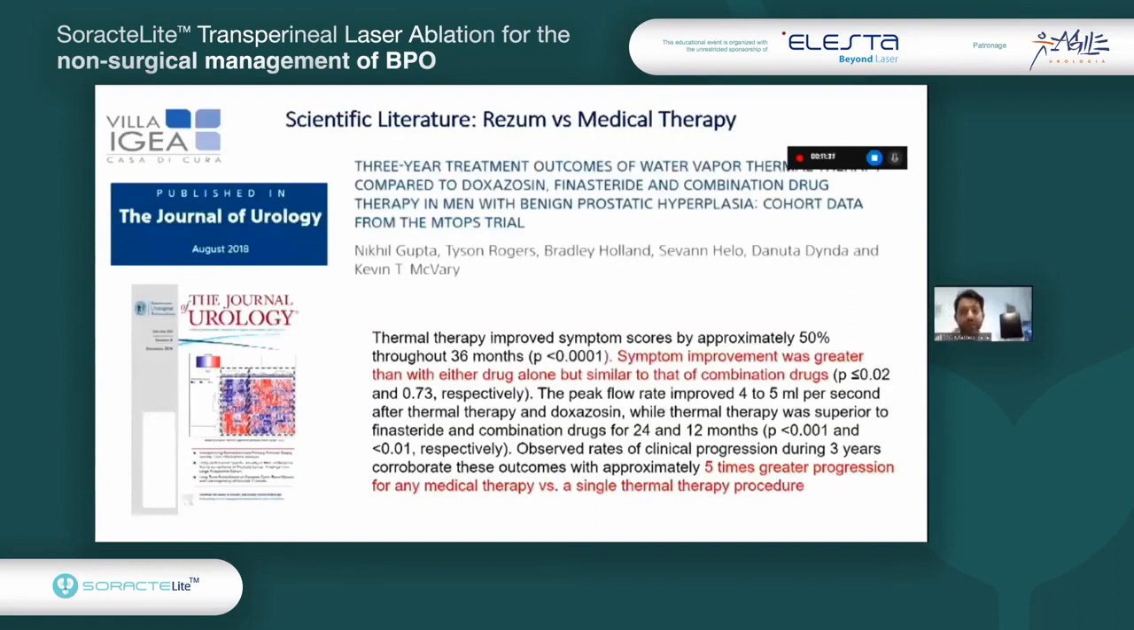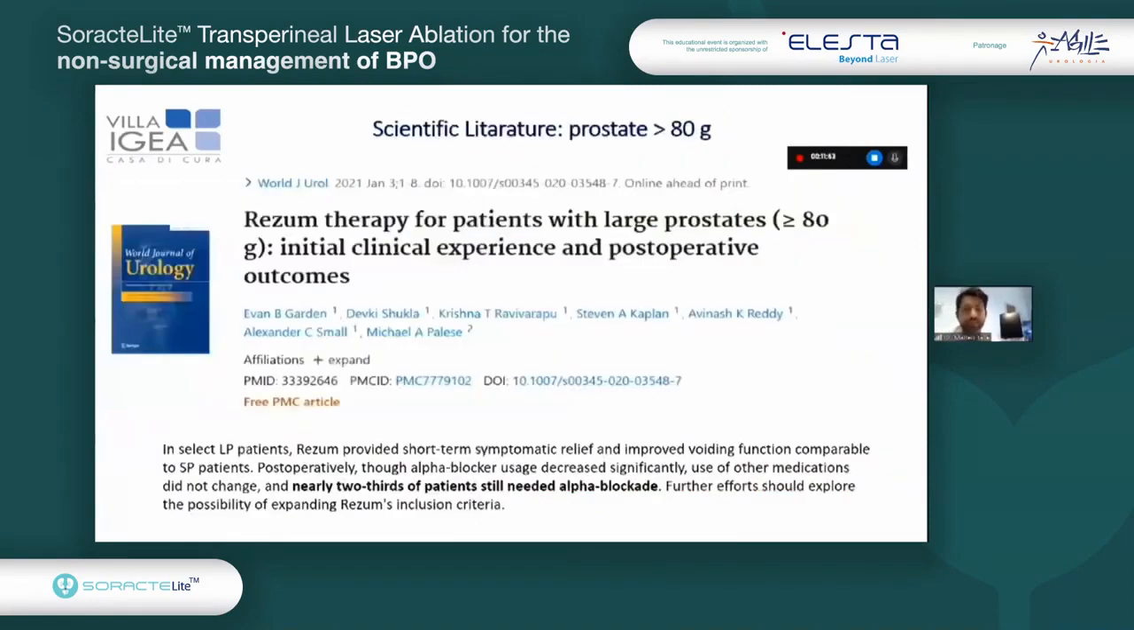Another study was published in the Journal of Urology. What I want to point out of the study is that with medical therapy compared to Rezum, we had 5 times greater progression of BPO. This is something that, at least to me, should be considered.